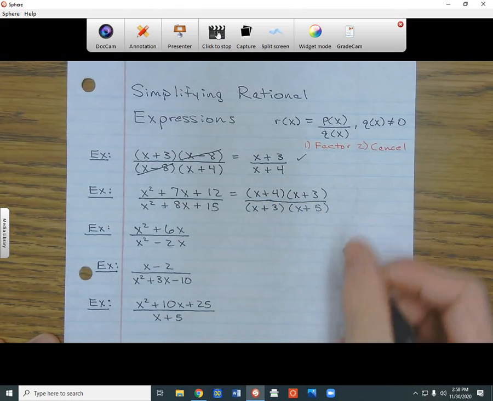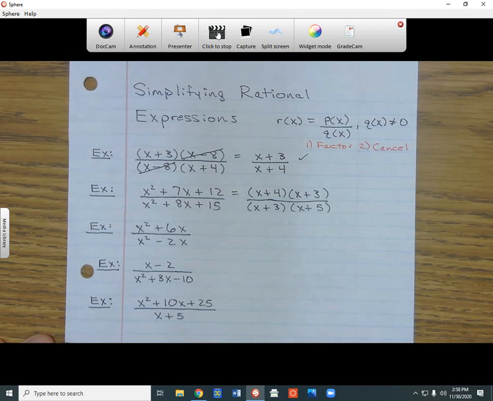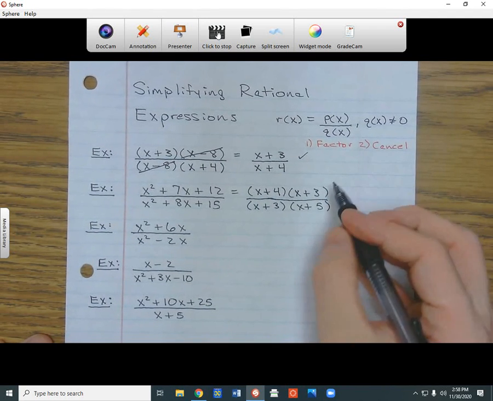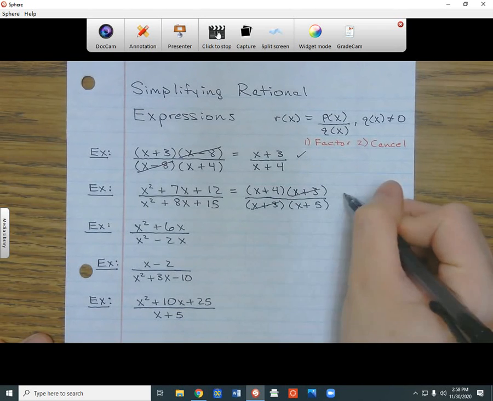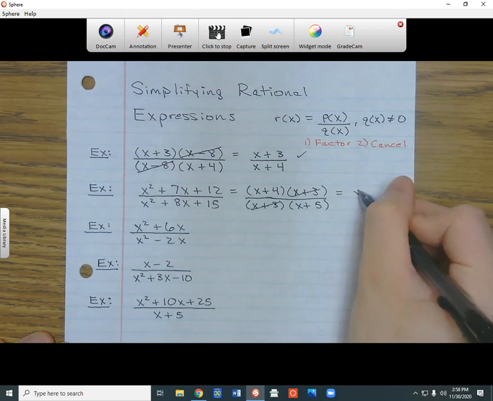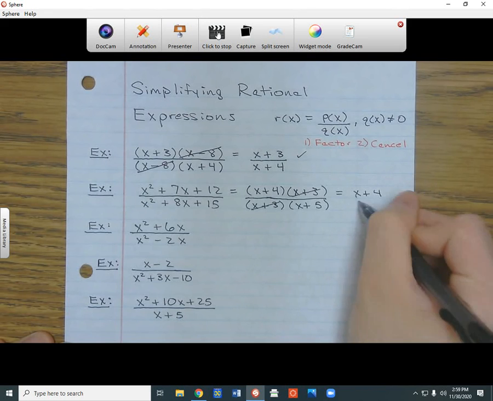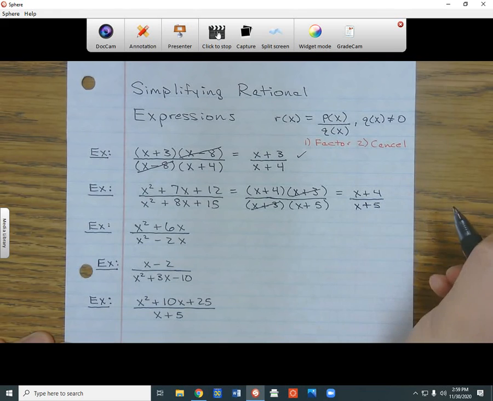Good. So now that it's factored, I move on to my second step, which is canceling. The x plus 3's match up, so I can cross those out. And I'm only left with an x plus 4 at the top and an x plus 5 at the bottom. And since there's nothing left to cancel out, I'm done.